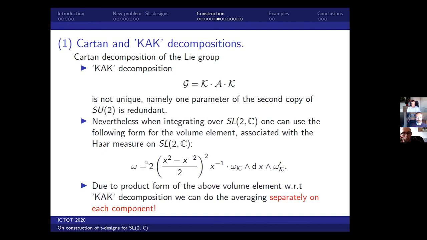This is a Haar measure factor, which depends just on the parametrization of the non-compact part. This form corresponds to integration over the SU(2) group, and here we have just the Lebesgue measure on this half real line corresponding to the non-compact component, and here a form representing the volume element of the second copy of the SU(2) group. Due to this product form of the volume element of the group SL(2,C) with respect to the KAK decomposition, we can perform the averaging separately on each component. This is a very important property of the Haar measure with respect to this decomposition.